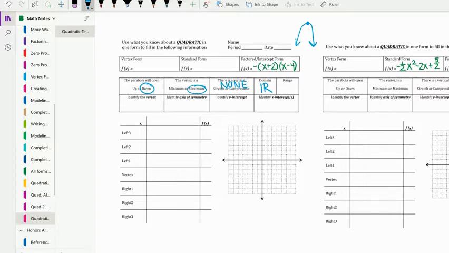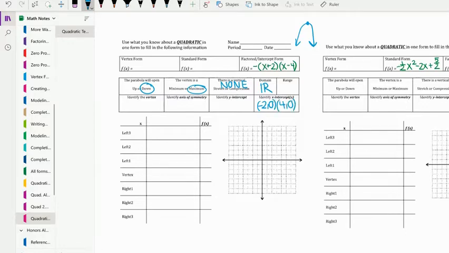We don't know the vertex yet. The axis of symmetry we don't know until we find the vertex. The y-intercept, we need standard form. Technically, we could find it, but we know that it's a little easier in standard form. And then the x-intercepts, we do know. Remember, you set both of those parentheses equal to 0. So it'd be -2, 0, and 4, 0.